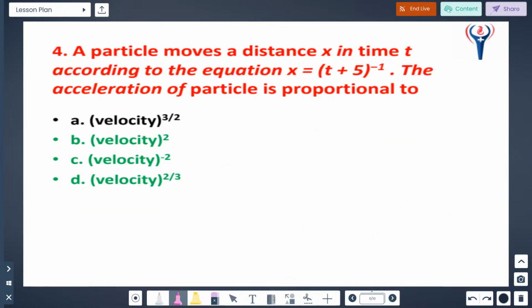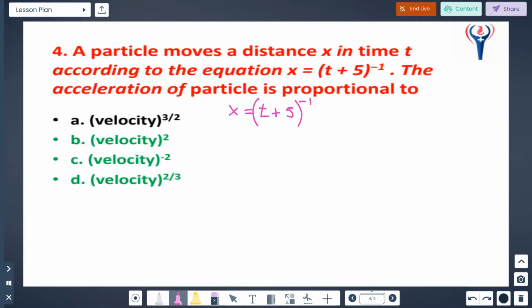A particle moves a distance x in time t according to the equation x = (t + 5)^(-1). The acceleration of the particle is proportional to what? We want to express acceleration in terms of velocity. Same as previous, x is given here: x = (t + 5)^(-1).